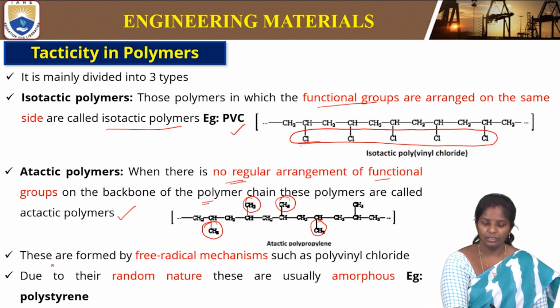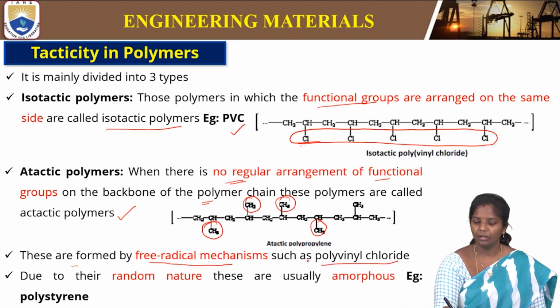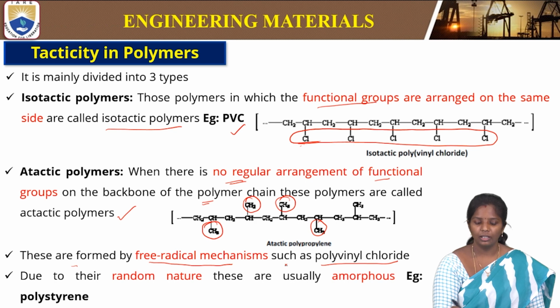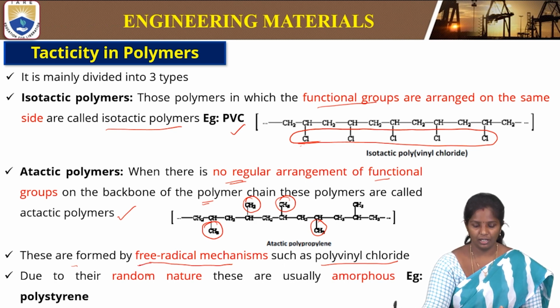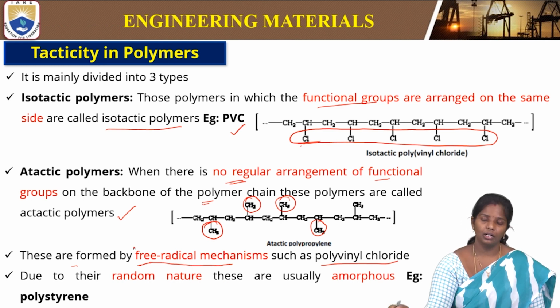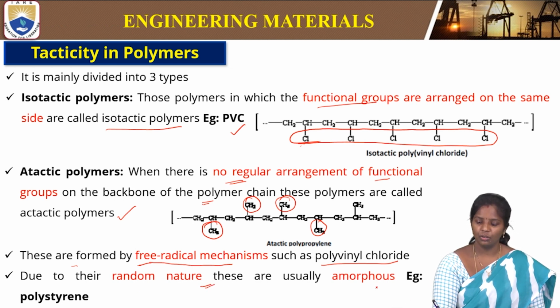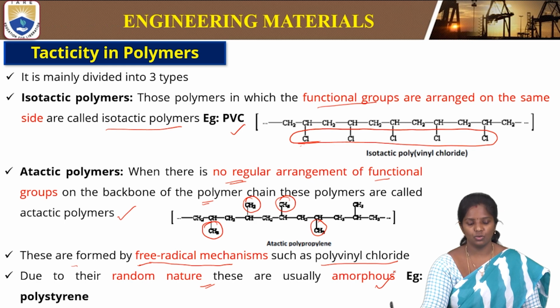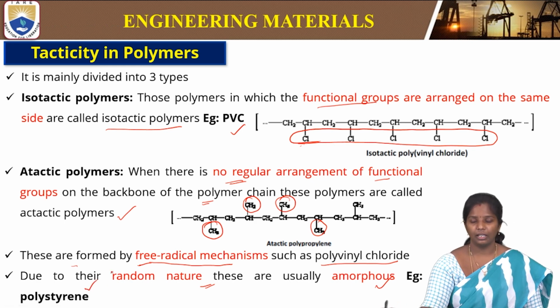These are formed by free radical mechanisms, such as polyvinyl chloride. So depending on the arrangement, the mechanism of formation varies. Due to the free radical mechanism, the arrangement varied and therefore it comes under atactic polymers. Due to their random nature, they are usually amorphous in nature. Polystyrene is a good example of this type.